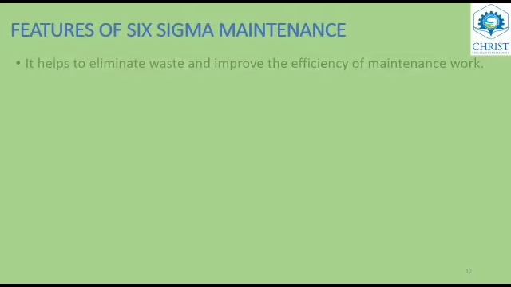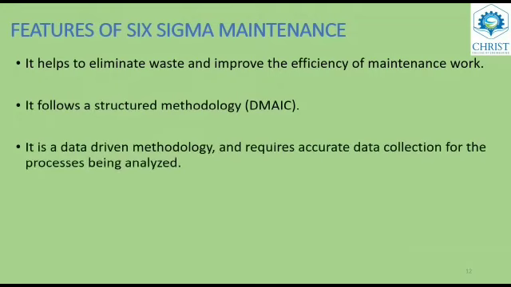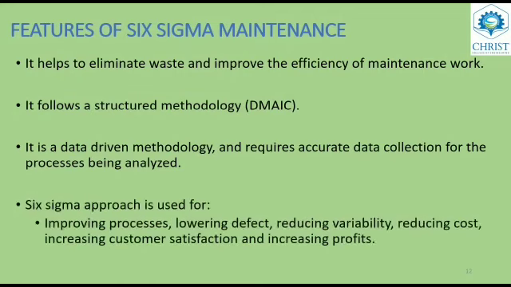That's under control phase. And the features of Six Sigma are: it helps to eliminate waste, okay, and improve the efficiency of maintenance work. It follows a structured methodology known as DMAIC. It is a data-driven methodology and requires accurate data collection. Okay, it requires accurate data collection. Otherwise, failures may occur. So, for the process being analyzed, the Six Sigma approach is used for improving process, lowering defects, reducing variability, reducing cost, increasing customer satisfaction, and increasing profits.